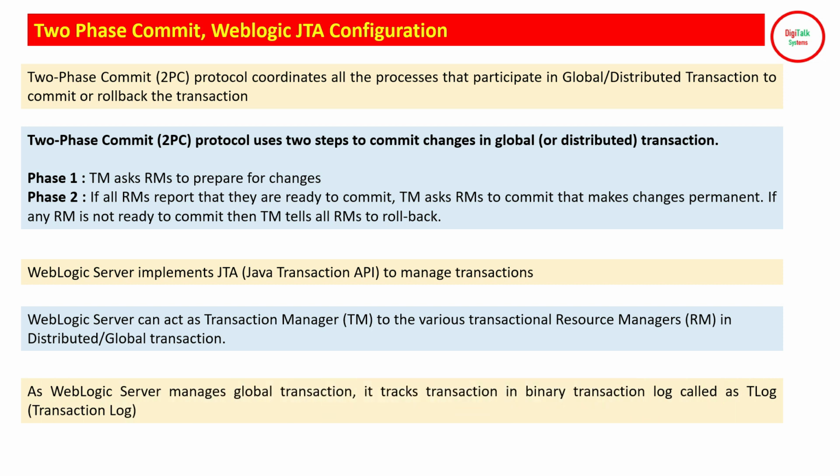Okay, and as WebLogic server manages a global transaction, it tracks the transaction in a binary transaction log called the TLOG, which is the transaction log. So this is a very important point. All of the global or distributed transaction information is logged in a binary transaction log file. Okay, that means it will be a .dat file. And all the logs will be captured in that transaction log. Now this transaction log can be file system based or it can be a database.